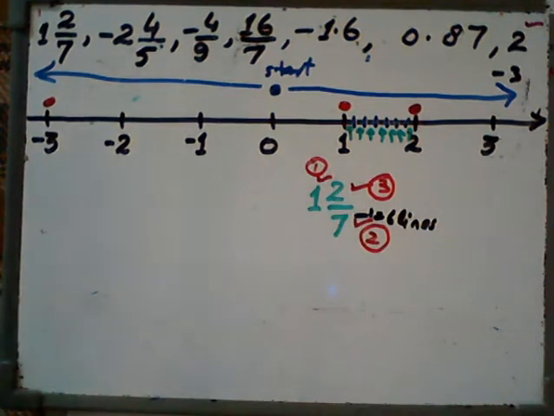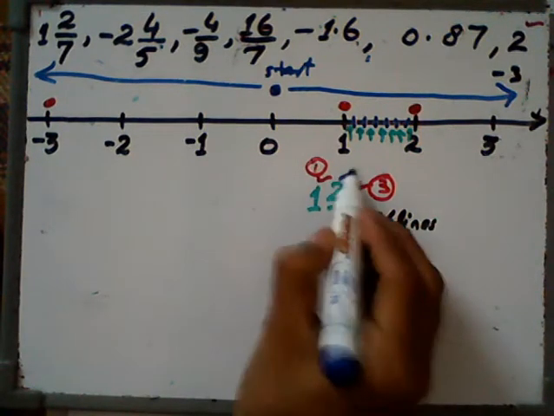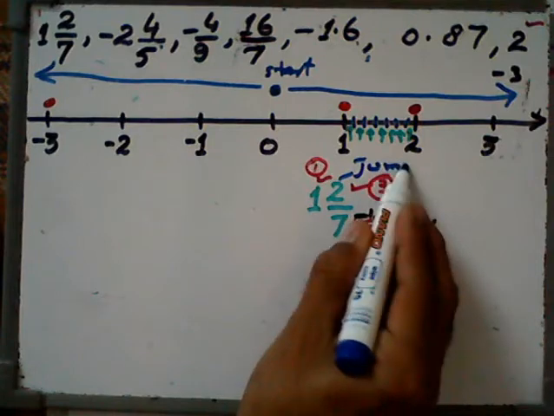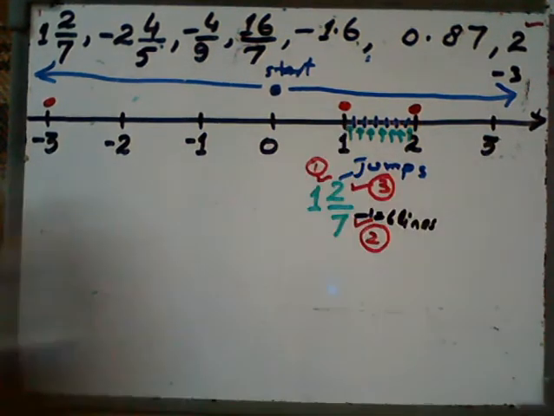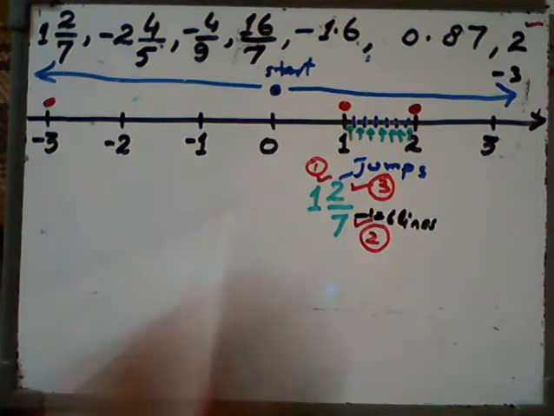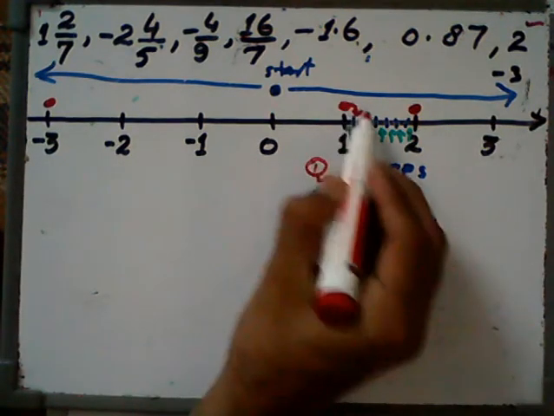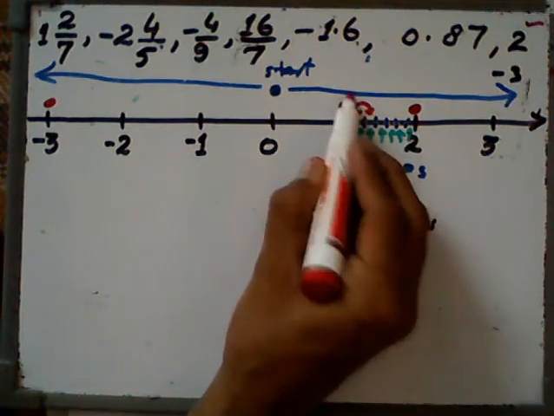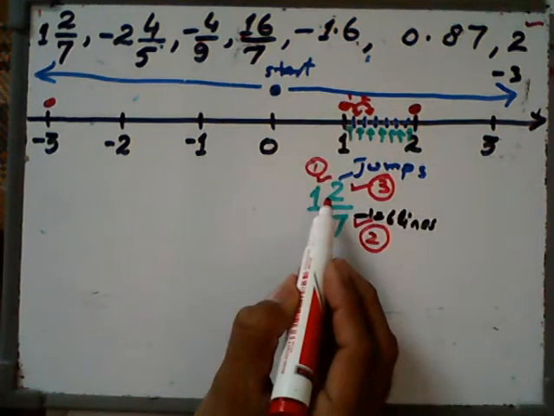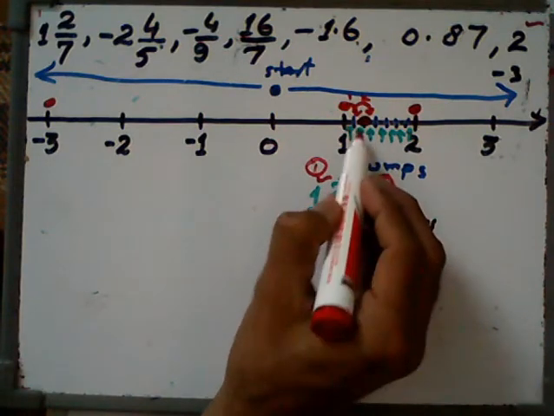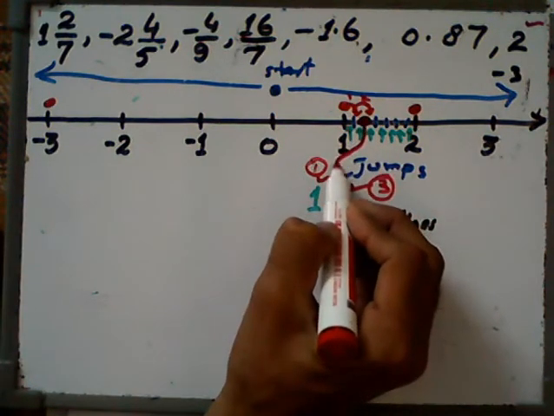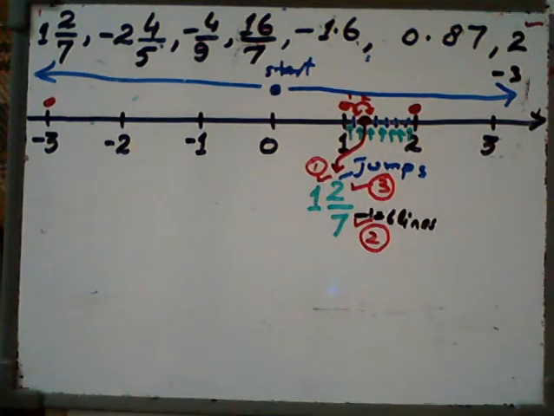Now the remaining part is 2. The 2 shows the number of jumps. How many jumps do we need to make from 1? We will jump from 1 two times. 1 is the first jump, and the second is this one. So we have made 2 jumps because this was 2. This is our last position, which is the desired location of 1 whole 2 by 7.